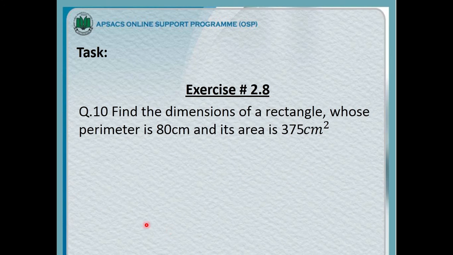Now students, you have to solve a similar question, question number 10 of exercise 2.8.